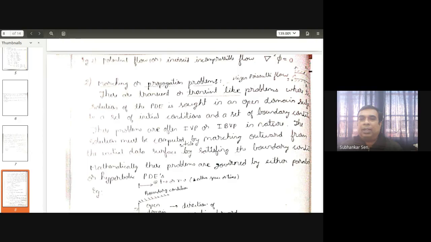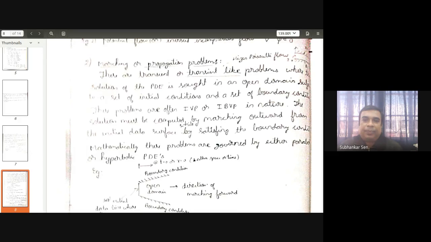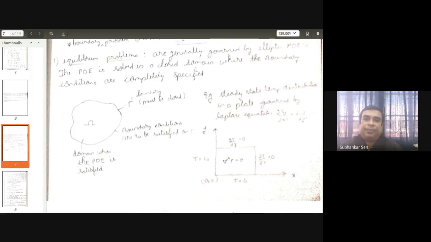You know the initial condition, you know the boundary conditions, and you are moving towards the right side to get the new solution. Okay, so these marching problems are either initial value problems or initial boundary value problems. So the domain will be an open domain. Whereas this is a closed domain, and this is also a closed domain.